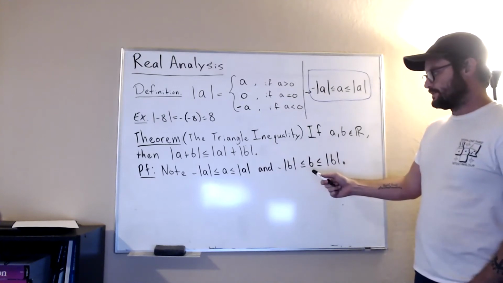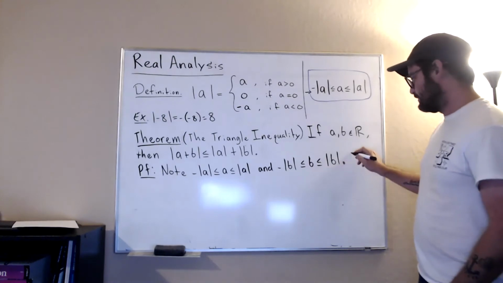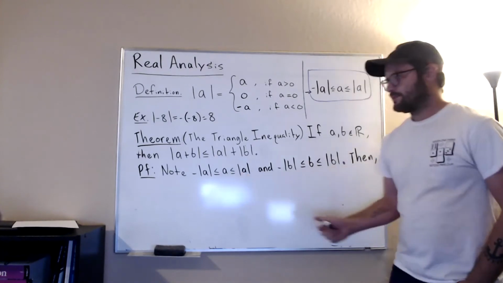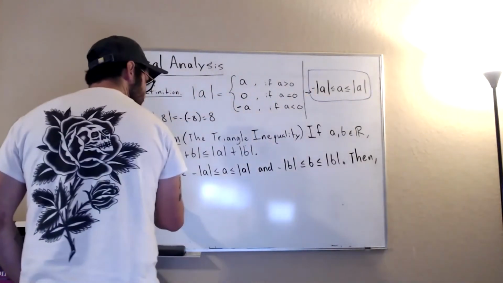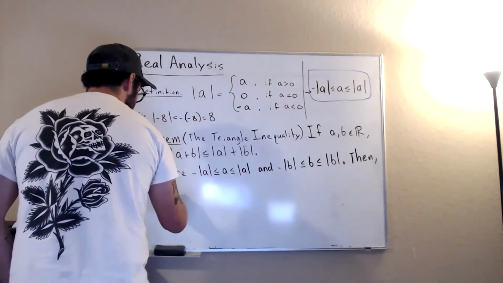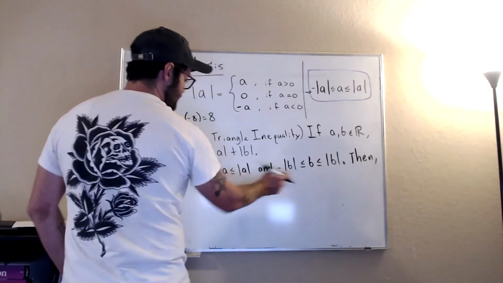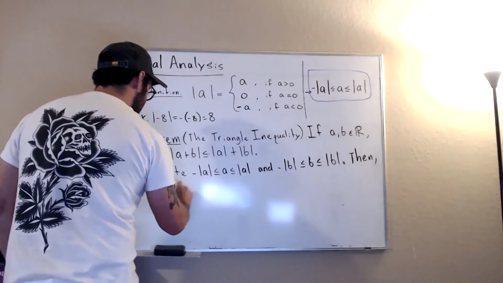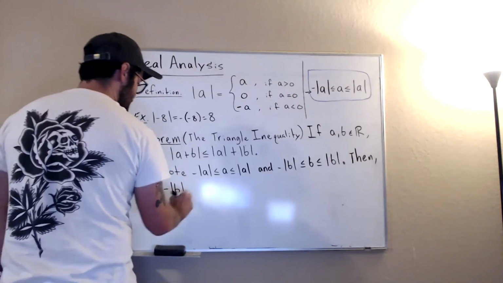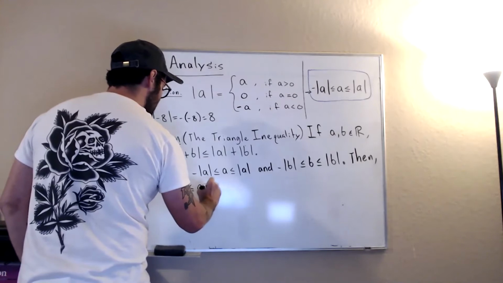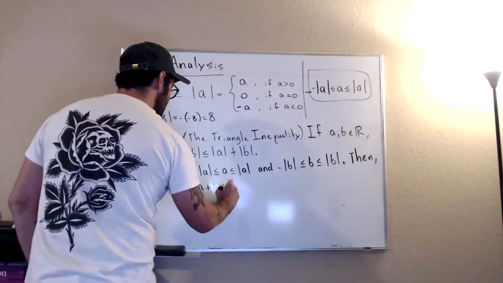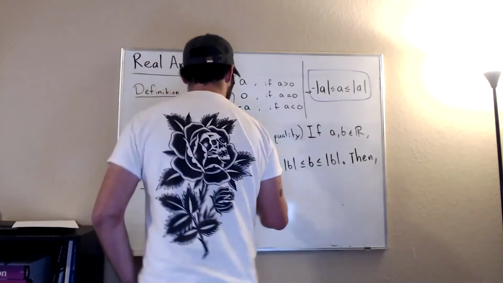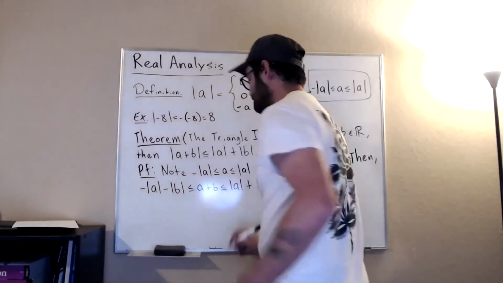Once we have these here, what we can do is say, well, if we add these inequalities together, we get that negative absolute value of a minus absolute value of b is less than or equal to a plus b, which is less than or equal to absolute value of a plus the absolute value of b. It's like we're adding each side here.